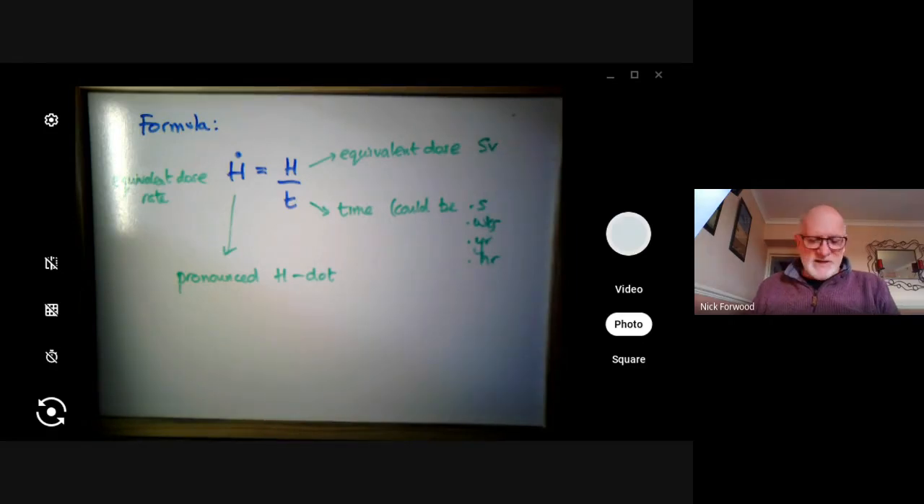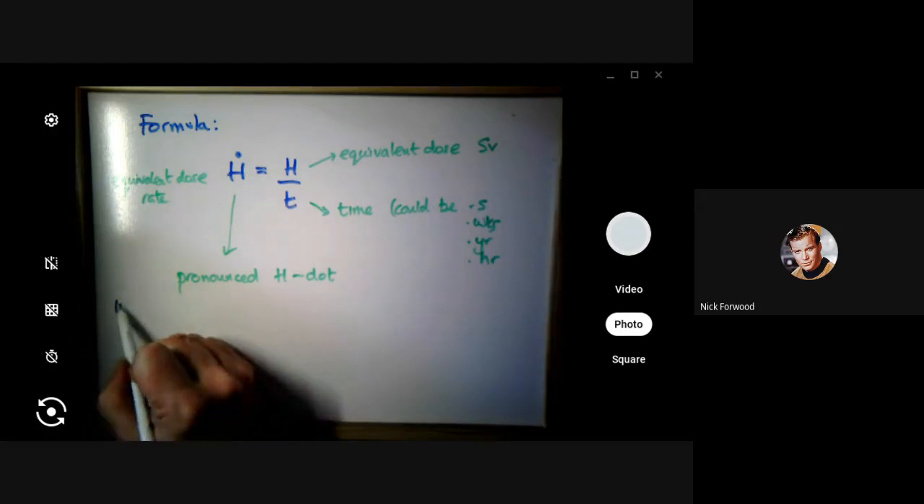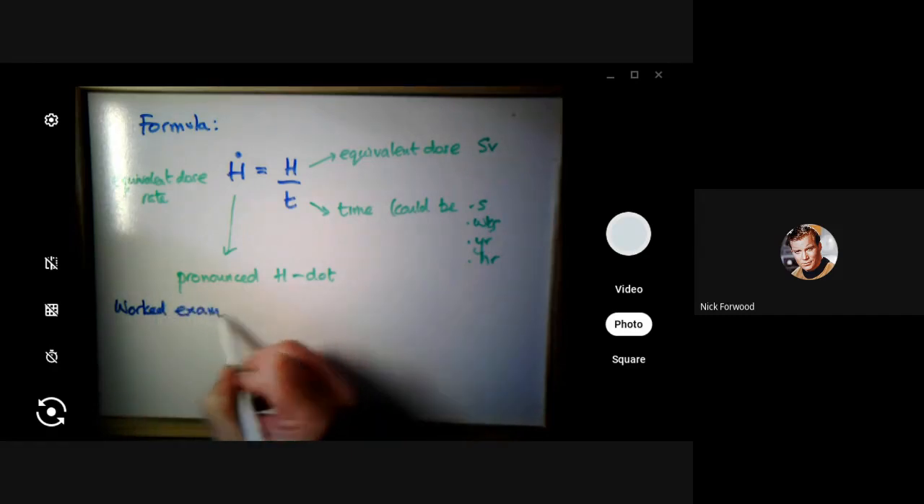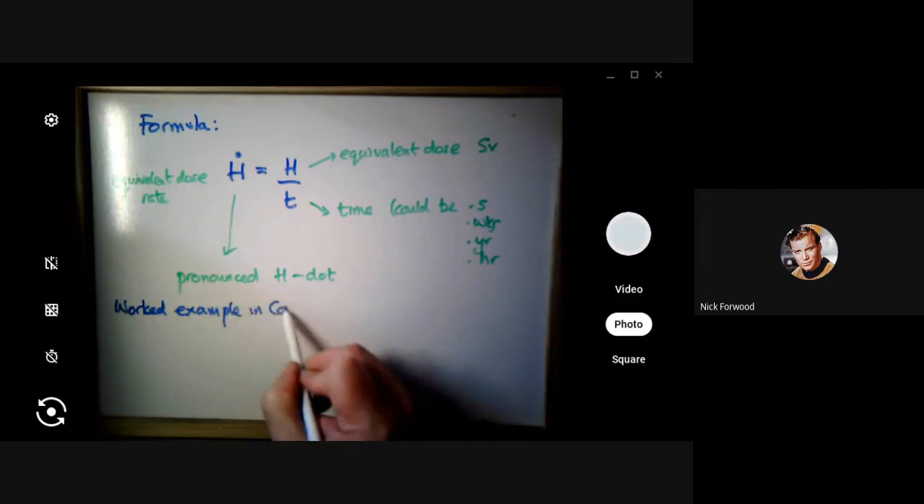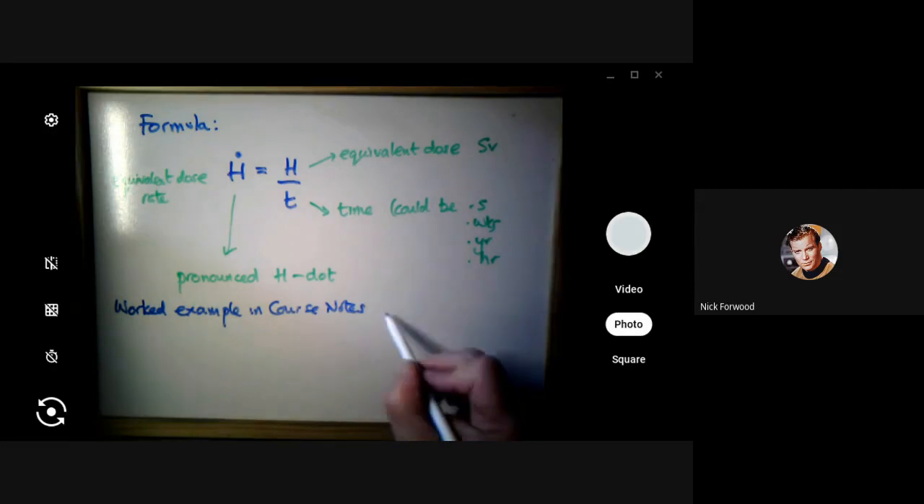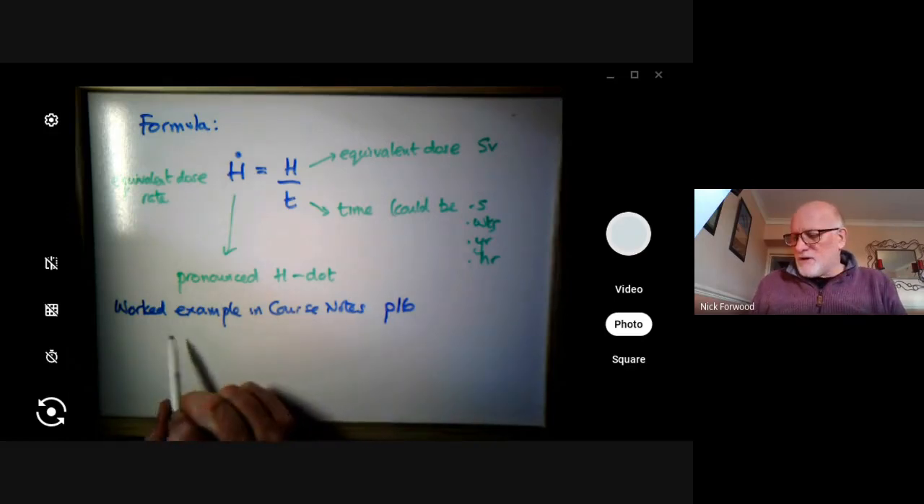Okay, so in your course notes, I think this is in your course notes, there is actually a worked example on page 16, and we'll just have a look. So if you can open up your course notes, it's on page 16, and it's worked out on the paper for you, but I just thought I'd go through this so you get an idea.